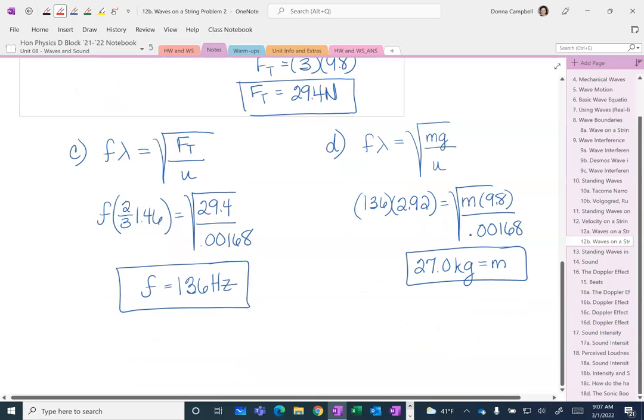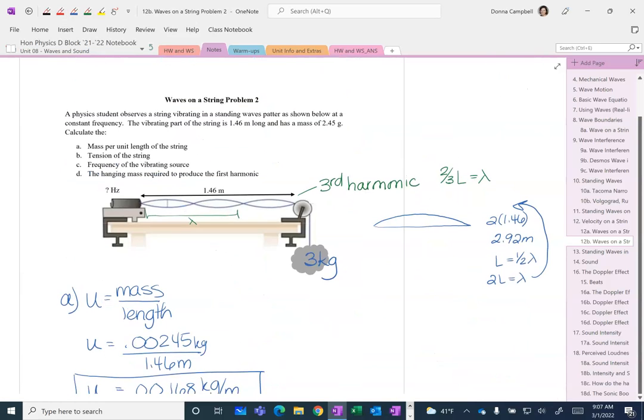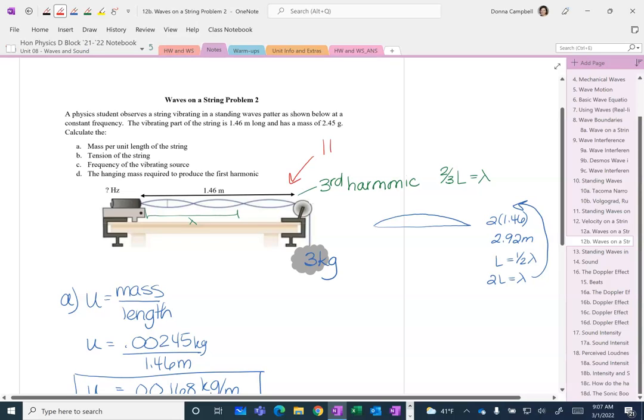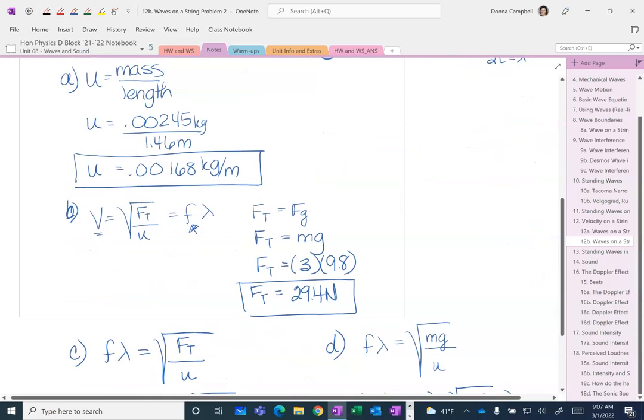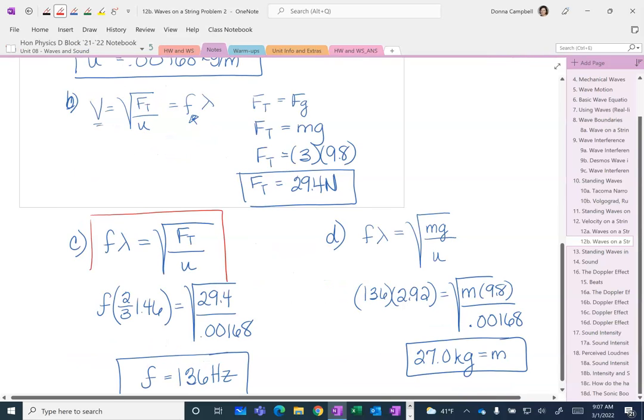Okay, so the big deal on these is identifying your harmonic, and from that information, transferring it into wavelength. You've got to be able to work in the correct wavelength. Also, being able to put these equations together is important. It allowed us to solve for mass, both on this problem and the problem before.